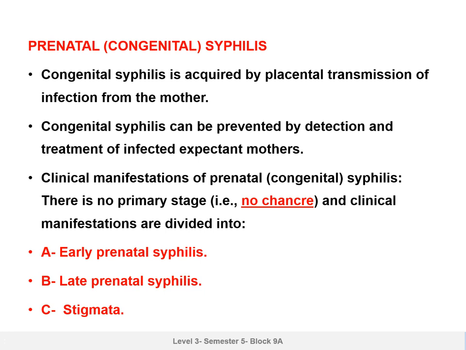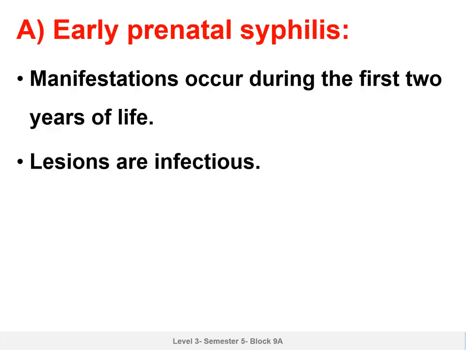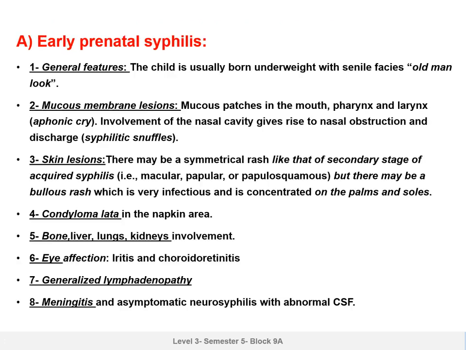Here we will speak about congenital syphilis. It is very important to know that in the clinical manifestation of congenital syphilis there is no primary stage, so there is no chancre. The manifestations include early perinatal syphilis, late perinatal syphilis, and stigmata. Early perinatal syphilis occurs during the first 2 years and the lesions are infectious.